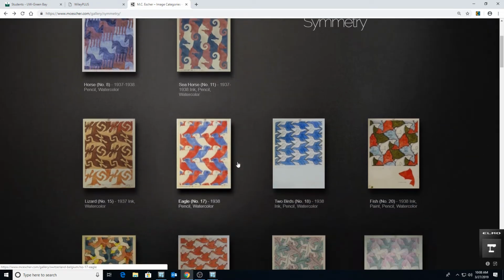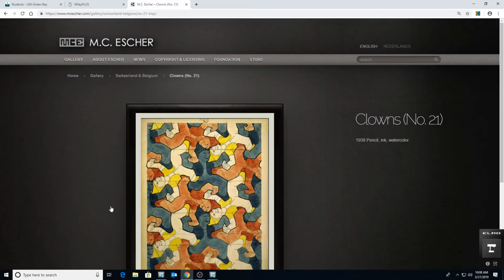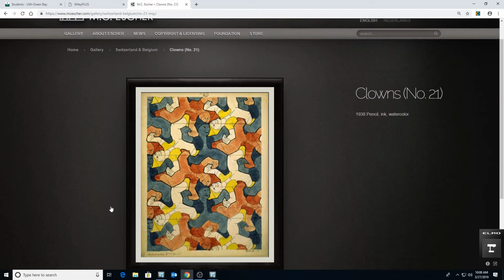So Escher makes beautiful works. Have any of you seen any of these before? Anybody? Some of them? Yeah, I think they make it into calendars and such. I thought this was interesting because it's so unusual. So they look like little children. Are they all the same child shape? Yeah. Okay, so they're all the same child shape.